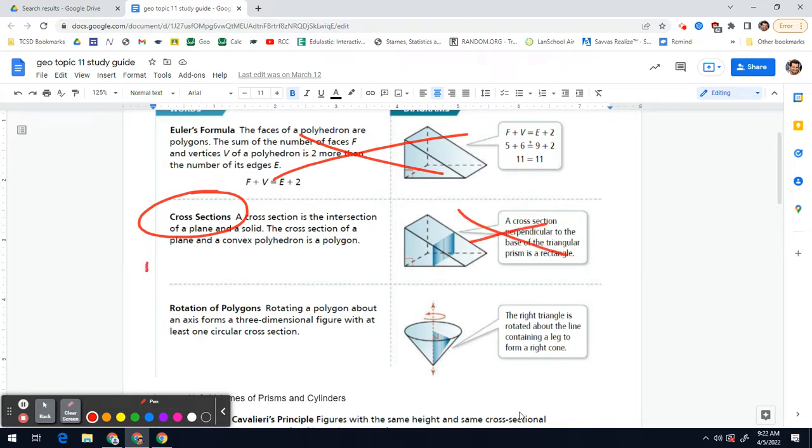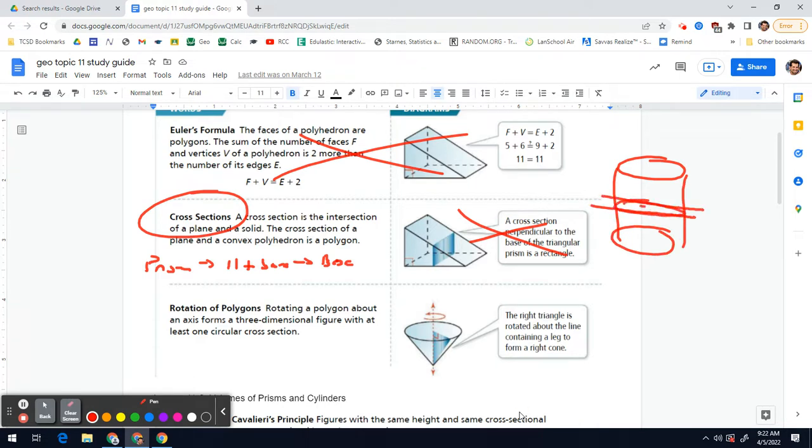If you are a prism, remember that a prism has two congruent bases. If the cross section, or plane, goes parallel to your bases, then your cross section shape is going to equal the shape of the base. For instance, if you have a cylinder and your plane goes parallel, it's going to have the shape of a circle. But if you go perpendicular to the base, then you're going to have the shape of a rectangle, because in a prism the lateral faces are rectangles. I know it's slanted, but that's because it's a 3D figure on a 2D space.